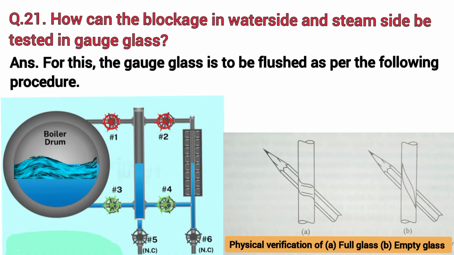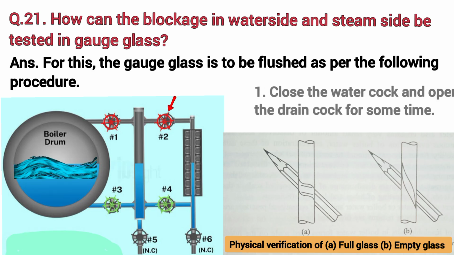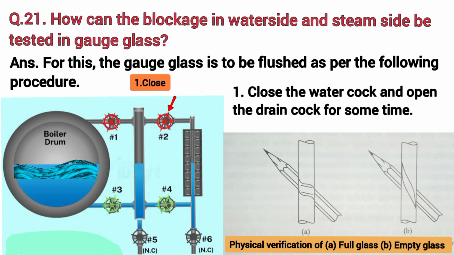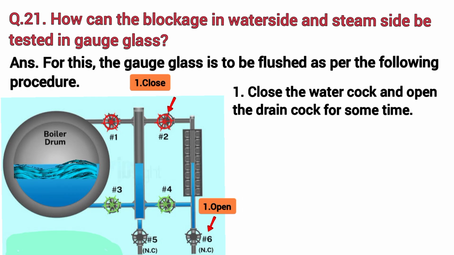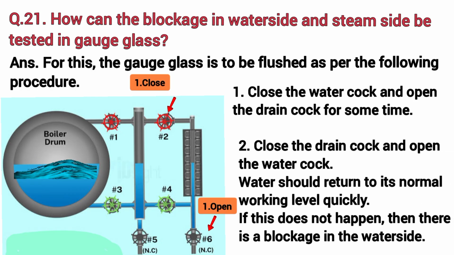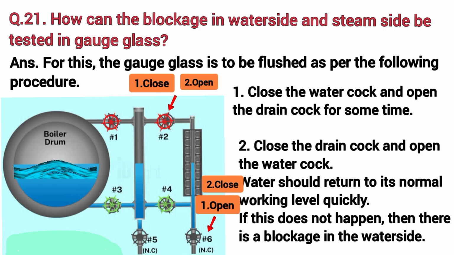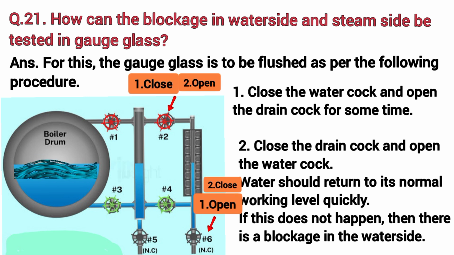How can the blockage in water side and steam side be tested in gauge glass? For this, the gauge glass is to be flushed as per the following procedure. 1. Close the water cork and open the drain cork for some time. 2. Close the drain cork and open the water cork. Water should return to its normal working level quickly. If this does not happen, then there is a blockage in the water side.